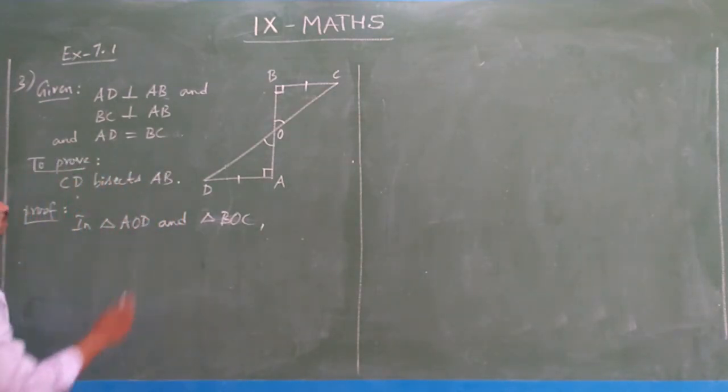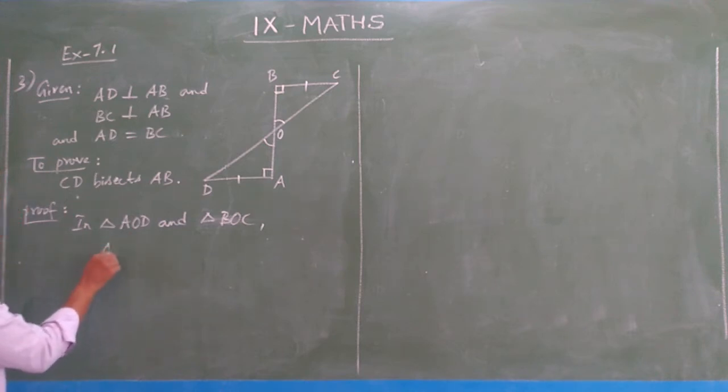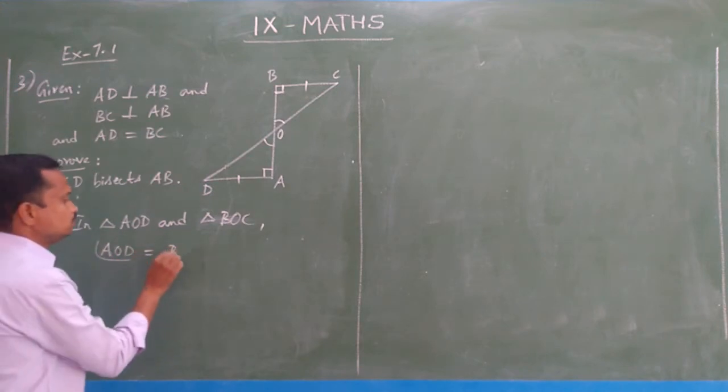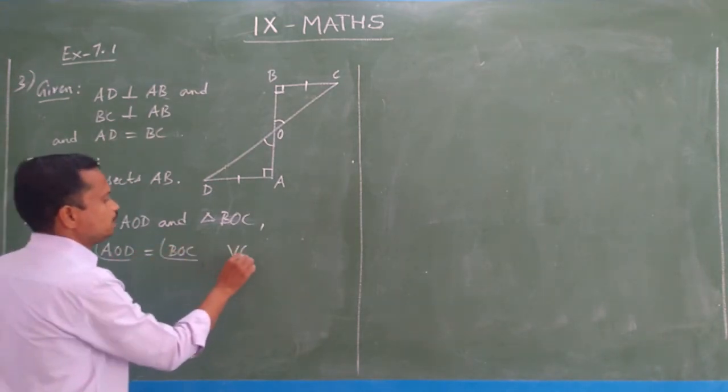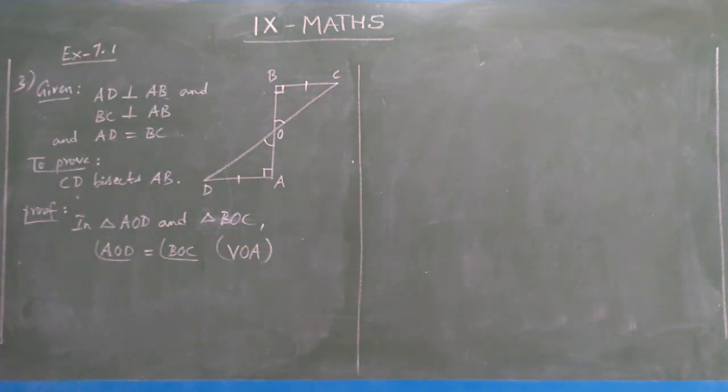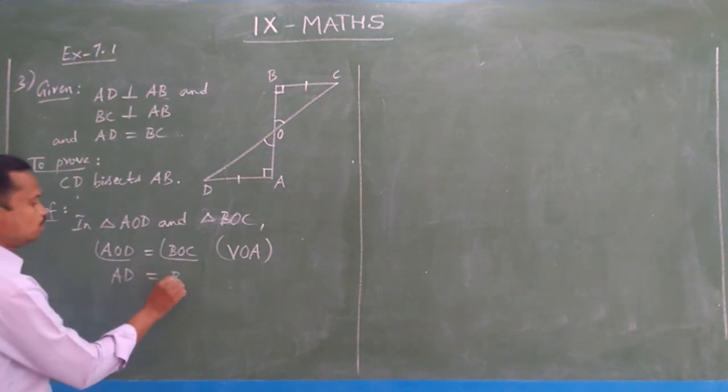Okay. Now in these two triangles we have first angle AOD is equal to angle BOC, vertically opposite angles, BOA. And now already they have given AD equal to BC. That is given.